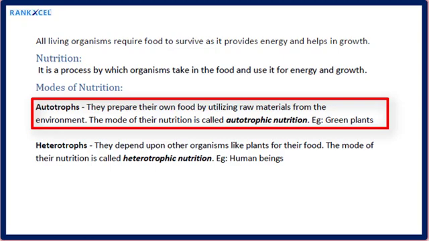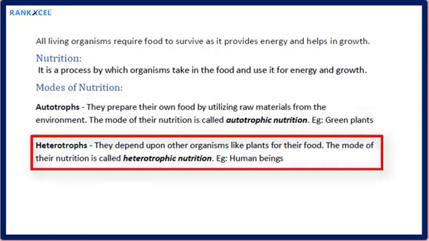E.g., green plants. Heterotrophs. They depend upon other organisms like plants for their food. The mode of their nutrition is called heterotrophic nutrition. E.g., human beings.